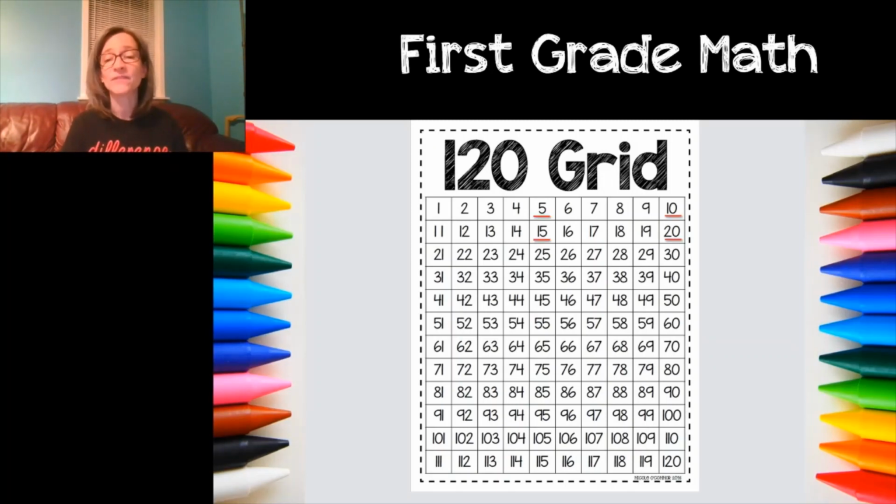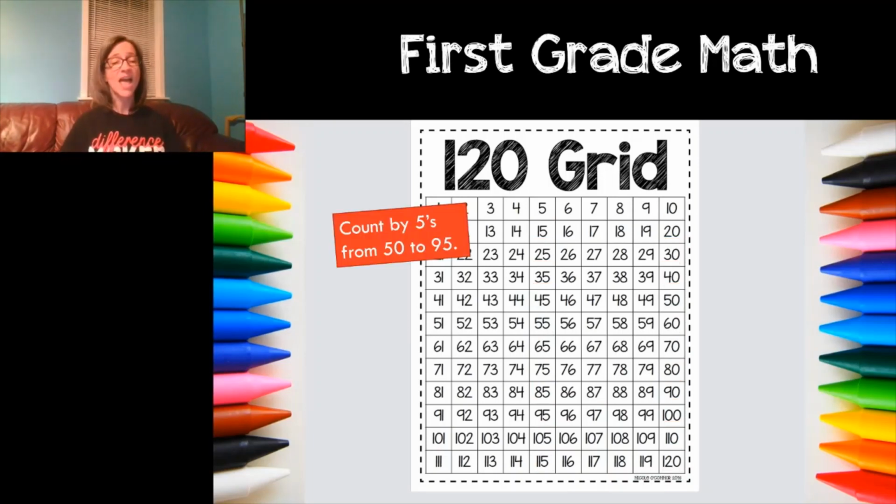5, 10, 15, 20, 25, 30, 35, 40, 45, 50, 55, 60, 65, 70, 75, 80, 85, 90, 95, 100, 105, 110, 115, 120. And this time, let's just start at 50 because you can start at any number and count to any number. Let's count by fives from 50 to 95.